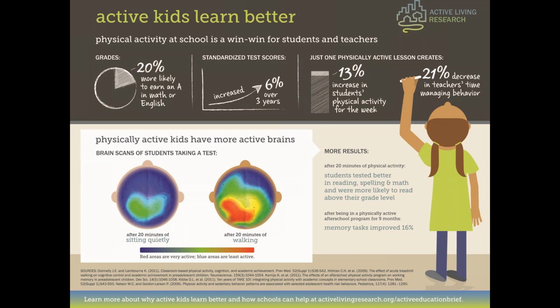This slide from Active Living Research is an excellent example of how physical health can impact learning. Active kids learn better. Physical activity is a win-win for students and teachers. Neuroscience research demonstrates that even short bursts of physical activity stimulate the brain and improve focus, retention, and academic success. Physical activity can also improve self-regulation and can be used to lower depression and anxiety.